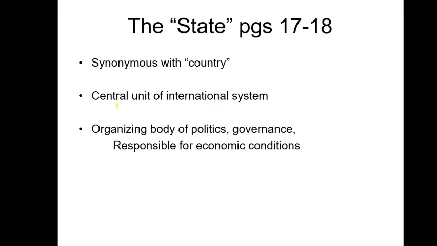And so therefore, out there in the world where we don't have a global president, global leadership, we see that the state is the central autonomous unit of the international system. We got a collection of states that choose or not choose to interact with each other. That's what makes the world such an interesting place. We'll talk about that more. Therefore, the state is also defined as the organizing body of that society of politics, governance, and responsibility for the economic conditions. So the state is the overarching term of that system.